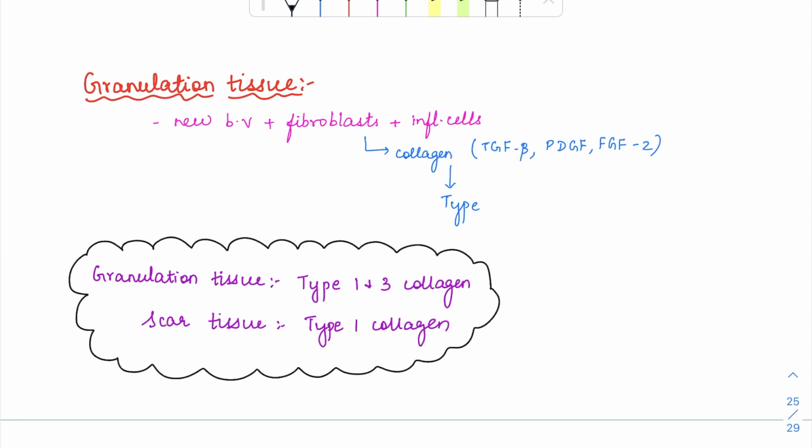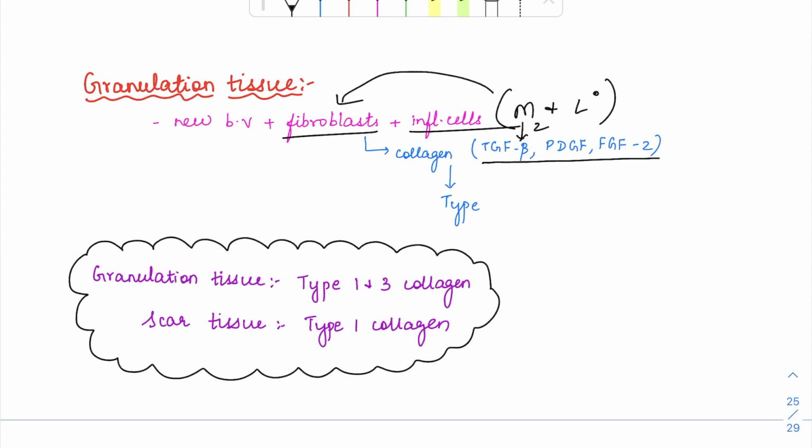So granulation tissue, I already mentioned, is the hallmark of repair. It is going to be composed of new blood vessels, which is neoangiogenesis, then fibroblasts and inflammatory cells. So inflammatory cells are usually macrophages and lymphocytes. Mostly it is M2 macrophages, and these M2 macrophages are the ones which are going to secrete fibrogenic cytokines like TGF beta, PDGF and FGF2, fibroblast growth factors. So all of this is responsible for recruiting the fibroblast, which is also a component of granulation tissue. So this fibroblast will lay down connective tissue material which is collagen.